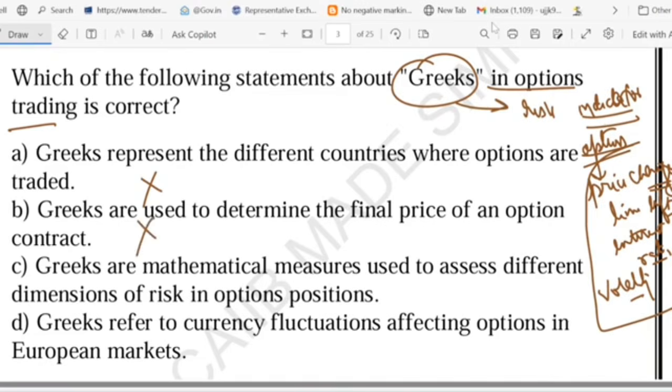No, this is wrong. Basically, Greeks tell you how much the price might change when something else changes. Okay. Like if the stock price goes up or down. I told you that these are the factors. So how the price will change, that is what Greeks tell you.